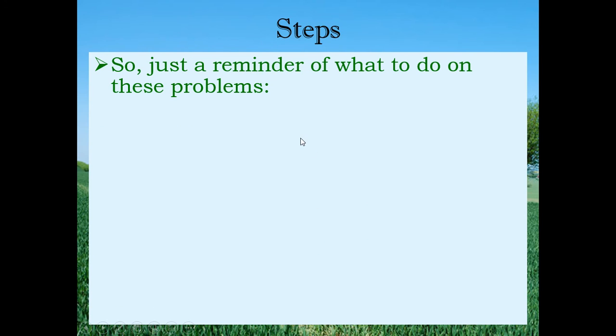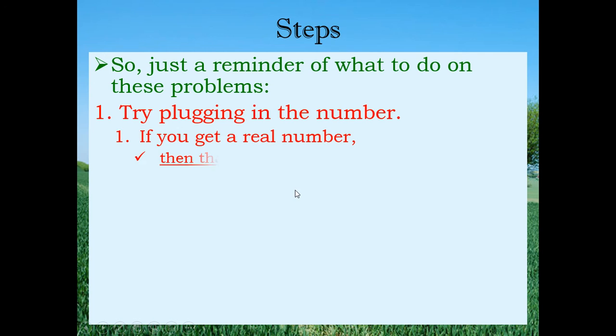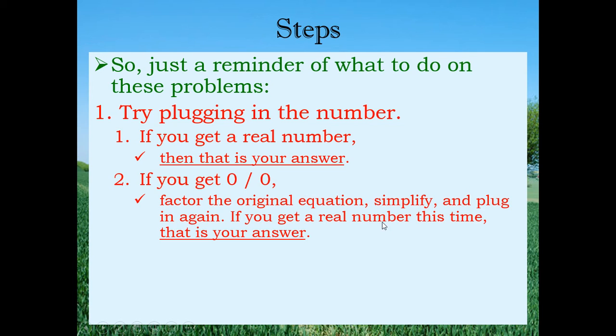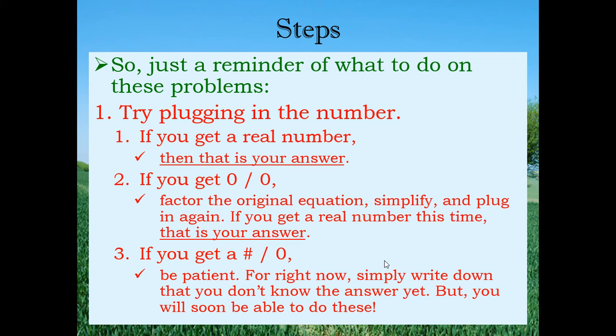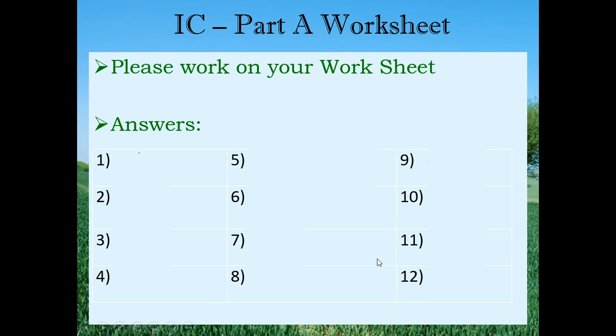Now, what to do on these problems? Try plugging in the number. If you get a real number, that's your answer. If you get 0 over 0, factor the original equation, simplify and plug in again. If you get a real number this time, that's your answer. And if you get a number over 0, we'll look at that next time. Right now, we're going to simply write down that we don't know the answer yet, but we'll be able to do these rather quickly. So we're going to take a look at the in-class worksheet in just a second here.